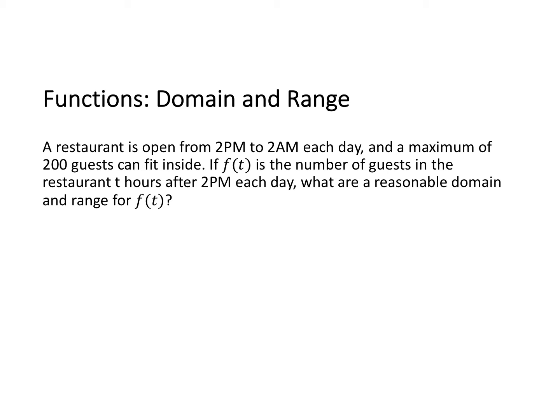So in this particular problem, we don't have a formula or an equation, but the function here represents the number of guests inside a restaurant at any given time between 2 p.m. and 2 a.m. So I usually tell my students that if you have a hard time finding the domain and the range of a function, especially when you have a word problem like this, then it might be a good idea to just make a quick sketch of the input value and the output value so you can think through this problem logically.